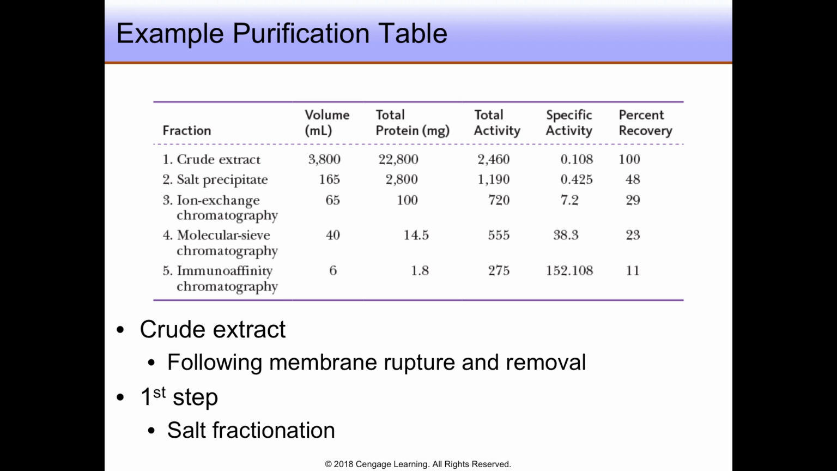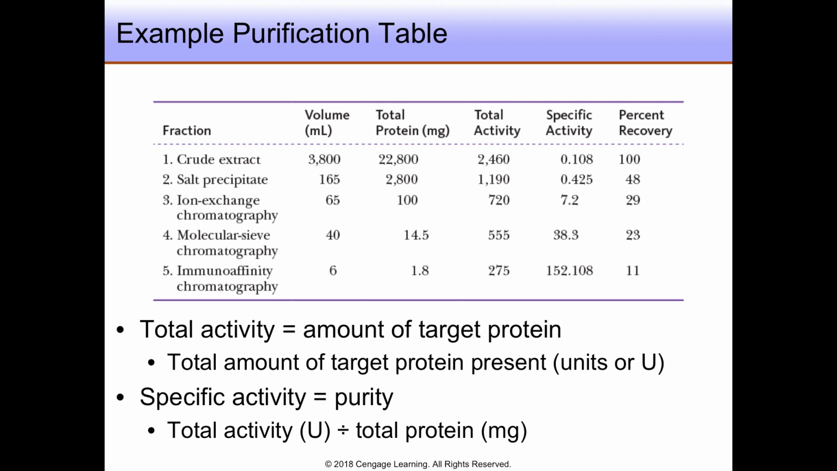Here is a sample purification table showing some common steps in protein purification. The first column of the table lists the fraction of the purification process. Note that we begin with a crude extract, representing the soluble fraction after the cell membrane has been ruptured and removed. The first step in our purification process was salt fractionation. The second column of our table gives the volume of the sample, and the third is the total amount of protein in milligrams.